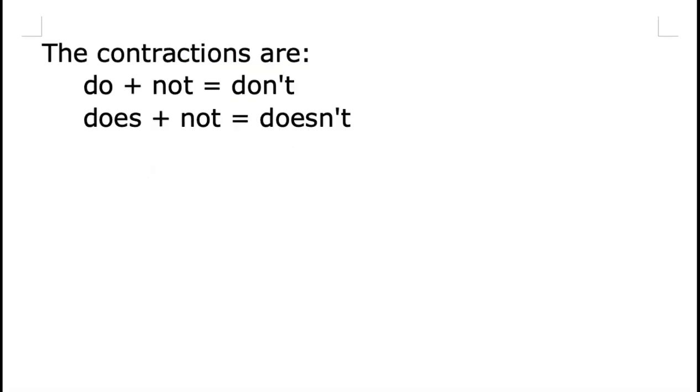When we use negative sentences, we often contract the verb to do and the word not. Here are the contractions. Do plus not becomes don't. Notice the difference in pronunciation. Do plus not becomes don't. Does plus not becomes doesn't.